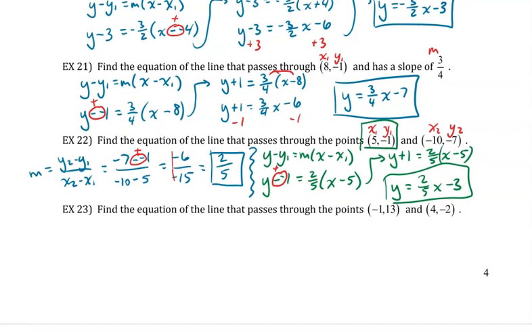All right, 23, last one of these. So again, we're given 2 points, so the first thing we're going to have to do is find the slope. So that's y2 minus y1 over x2 minus x1. I'm going to go ahead and label everything. So it's x1, y1, x2, y2.